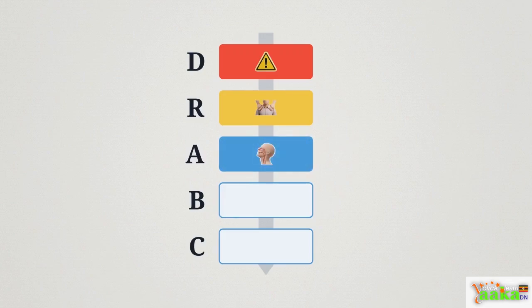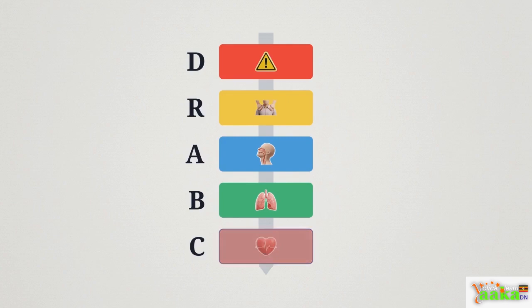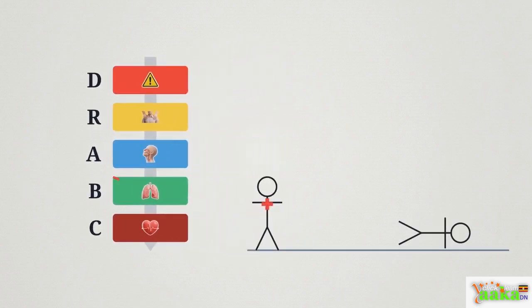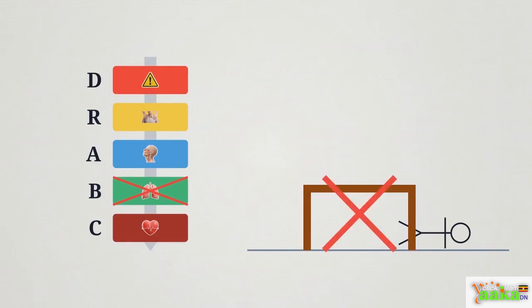If no response, move to A, airway. Tilt their head back to open the throat. Then B for breathing. Look at their chest to see if it is rising. Finally, C is for circulation, where you check for severe bleeding or prepare for chest compressions. You must stick exactly to this order. If you rush in to check breathing without checking for the danger first, like a busy road or a collapsing goalpost, you risk becoming a casualty yourself.